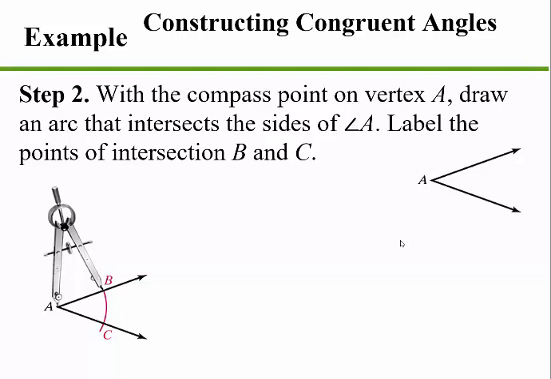The next thing you're going to do is, with the compass point on vertex A, go back to the original one and draw an arc that intersects the sides of angle A, and label the points of intersection B and C. Here's what I want to stress: it doesn't matter what length you pick right now. Try to find something that goes a little bit more than halfway. We're going to come back and use those. I've drawn on my original angle A this arc with my compass that intersects at points C and B.